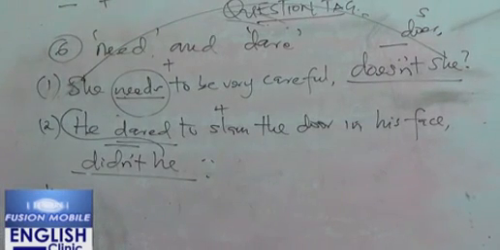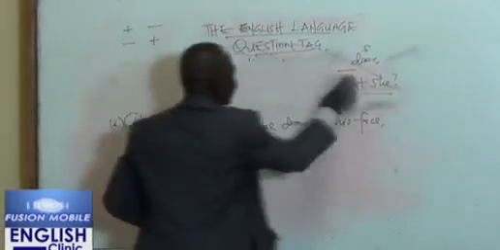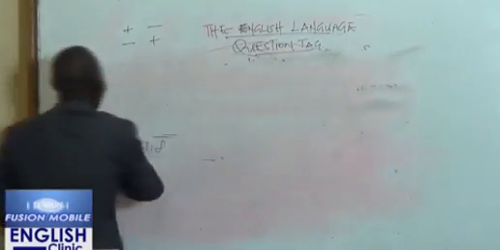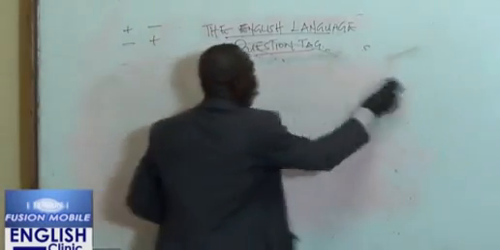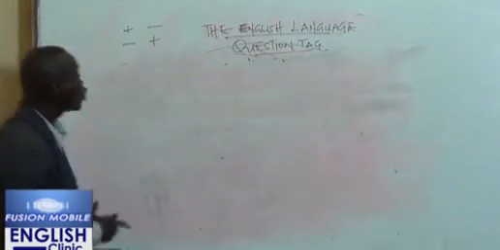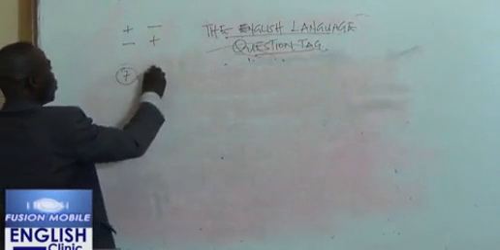Now we quickly go to rule number 7. Rule number 7 has to do with the auxiliary verb used to. Used to.